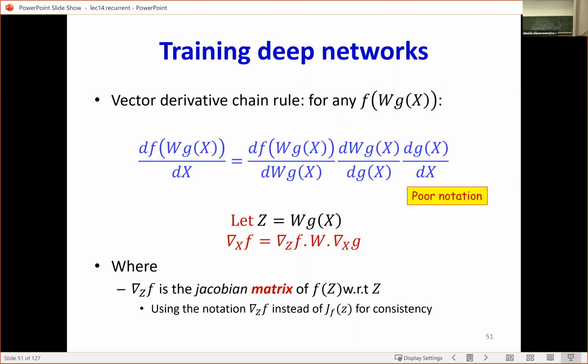So if my outermost function f is my divergence, then this is going to give me the derivative of the divergence with respect to the various terms in the network. And at any point, the derivative of f with respect to z is going to be the Jacobian of f, the derivative of g with respect to x is going to be the Jacobian of g. Those are all the Jacobians.